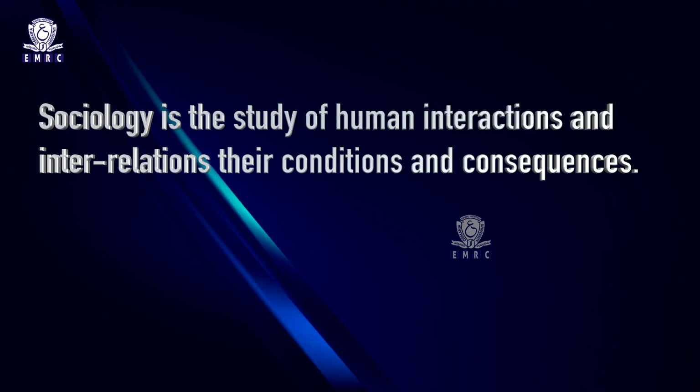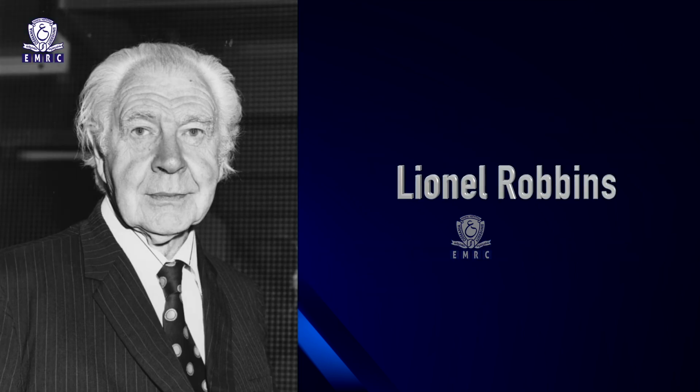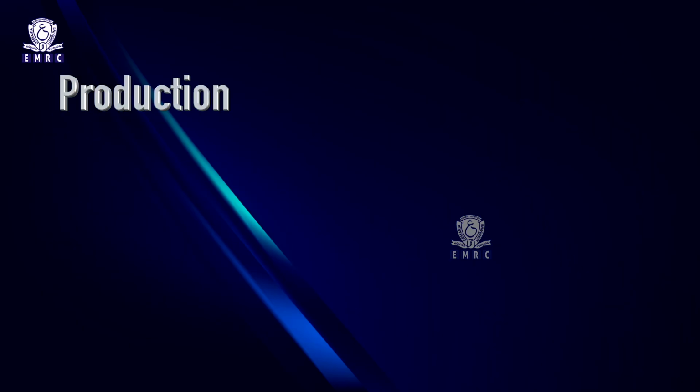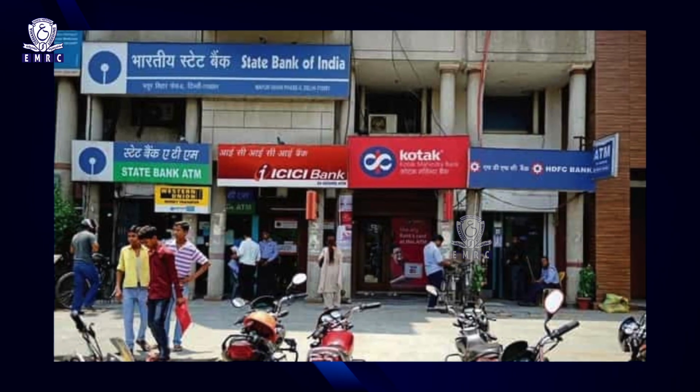Sociology is a study of human interaction and interrelations, their conditions and consequences, but economics deals with economic activities of man. It is a science of wealth and choice. According to Professor Robbins, economics is a social science which studies human behavior in relation to its unlimited ends and scarce means which have alternative uses. It is concerned with the activities of man such as production, consumption, distribution and exchange. It also studies the structure and function of different economic organizations like banks, markets, etc. It is concerned with the material needs of men as well as his material welfare.